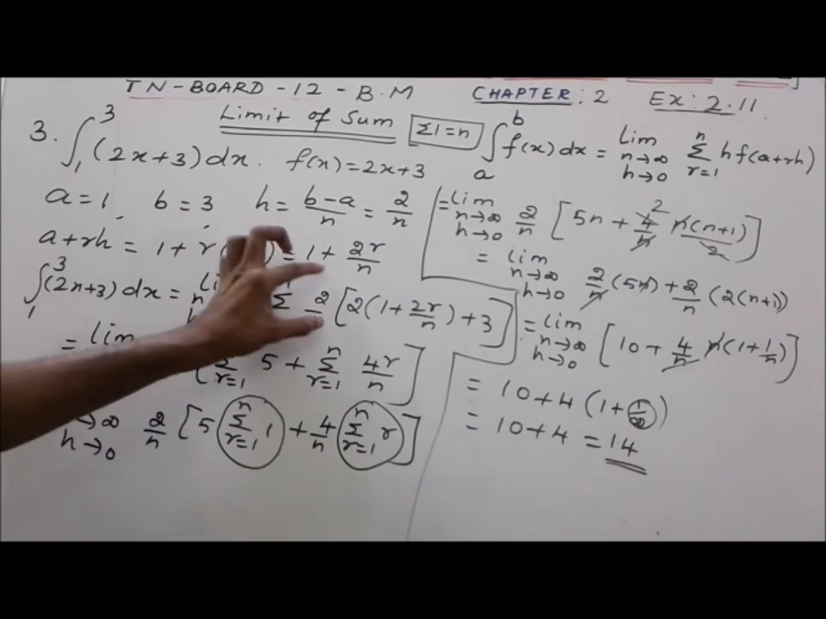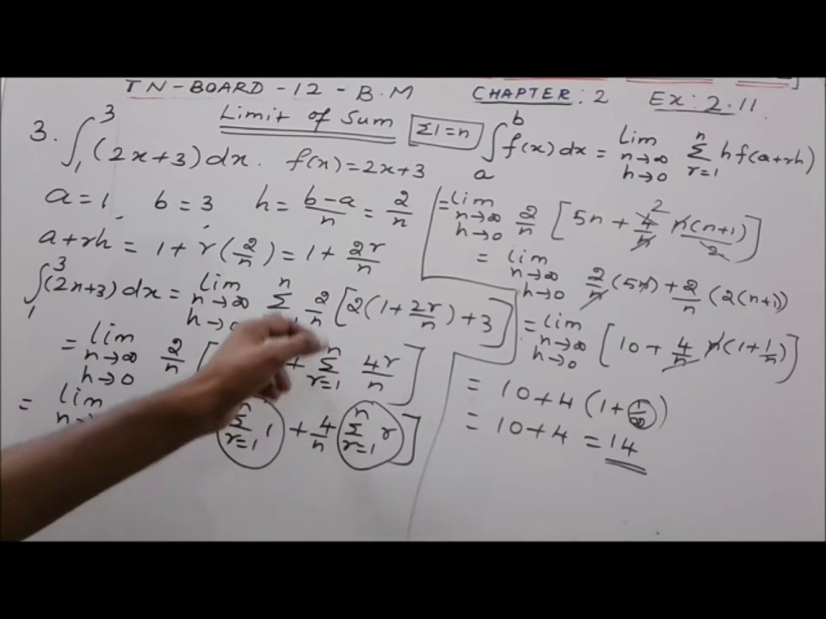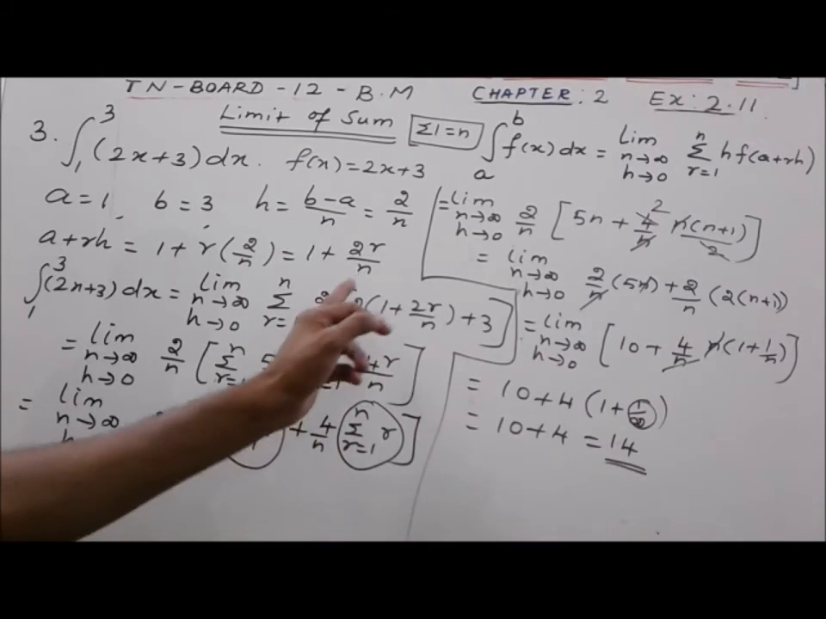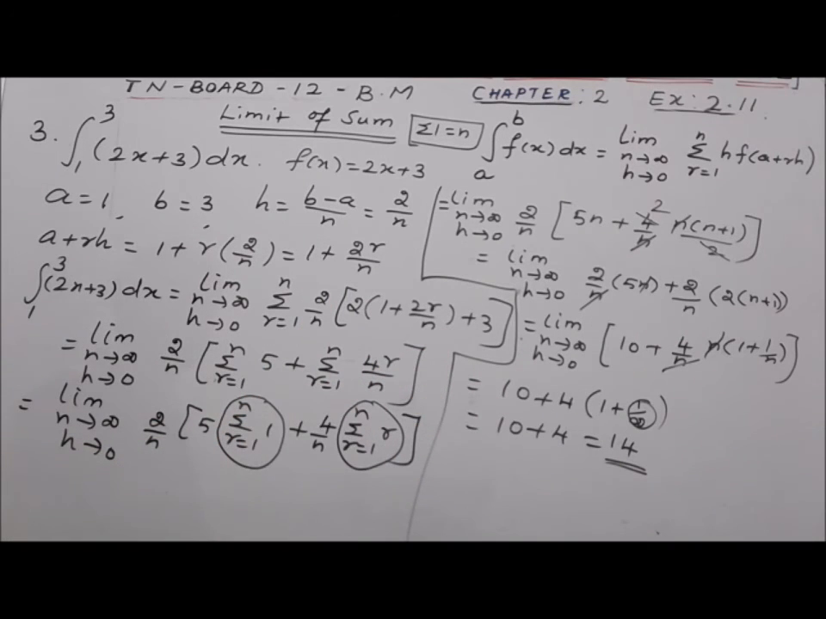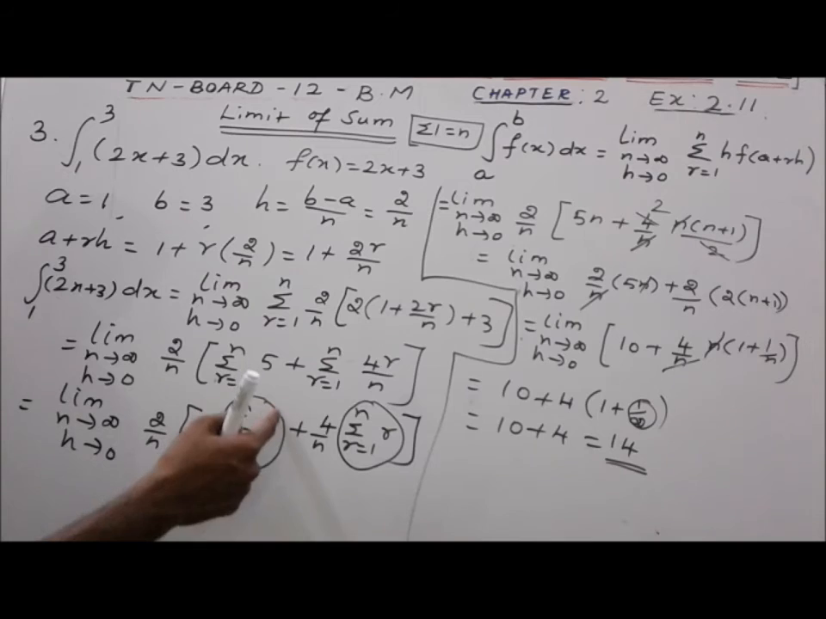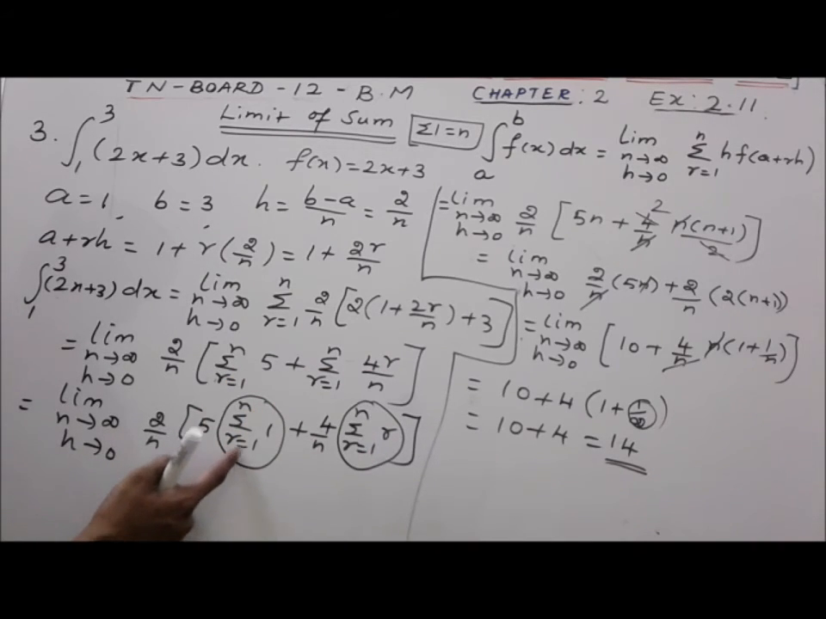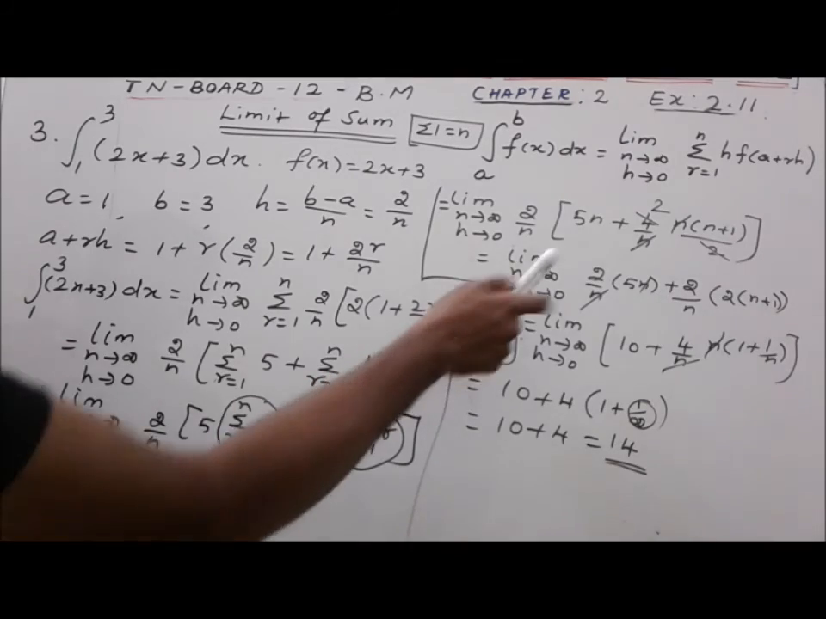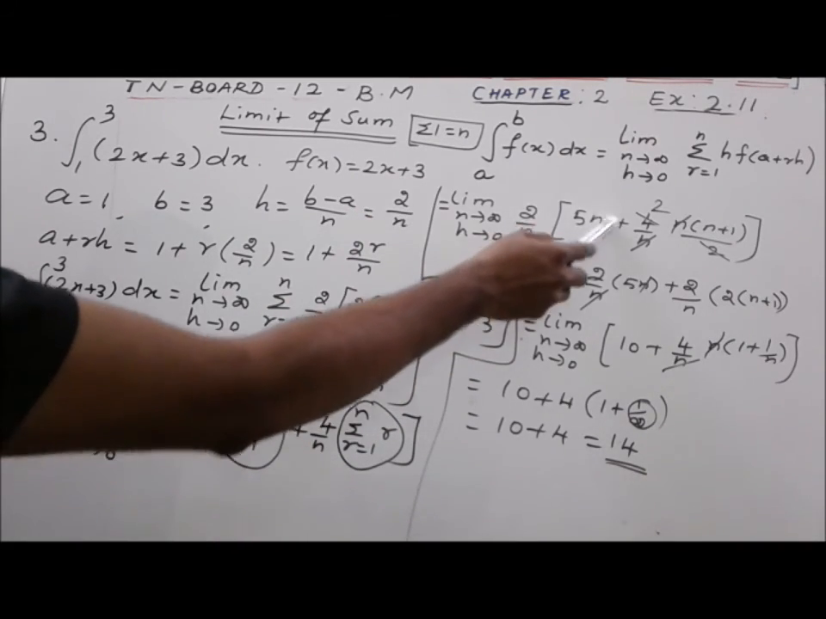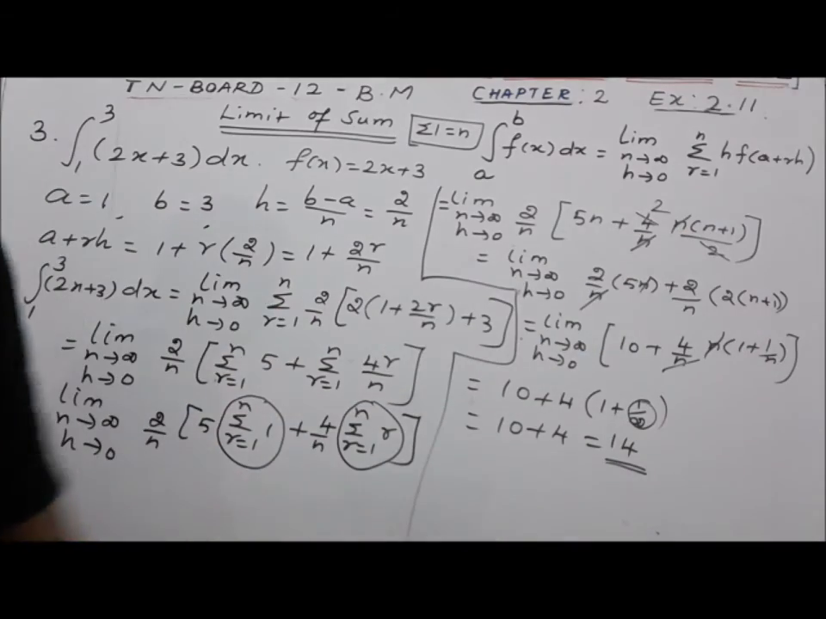So the 2 by n is out, and then multiply this 2 or simplify, then bring the sum of r equal to 1 to n inside, we will get these two terms. Now we can take 5 out, 5 into sum of r equal to 1 to n, 1, plus 4 by n is taken out as a constant, sum of r equal to 1 to n, r. Sum of r equal to 1 to n, 1 is n; we have the formula, and sum of r equal to 1 to n, r is n into n plus 1 by 2.